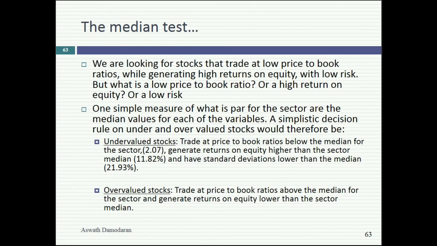You want a return on equity that's higher than the median, and you want a standard deviation that's lower than the median. So 2.07 is the median price to book. Return on equity median is 11.82%, and the median standard deviation is about 21.93%. So I look for stocks with a price to book less than 2.07, a return on equity of greater than 11.82%, and a standard deviation less than 21.93.